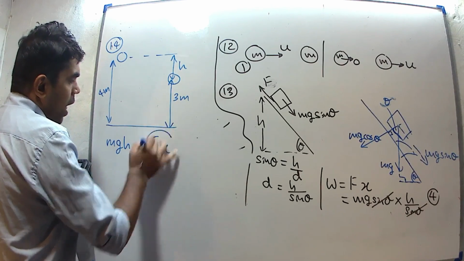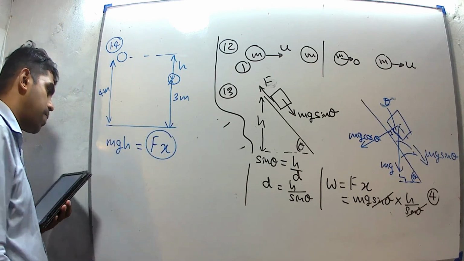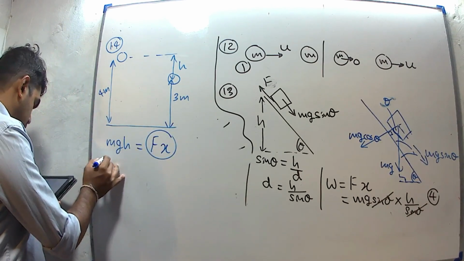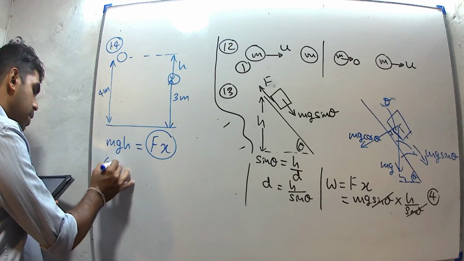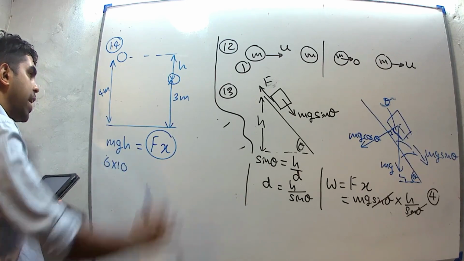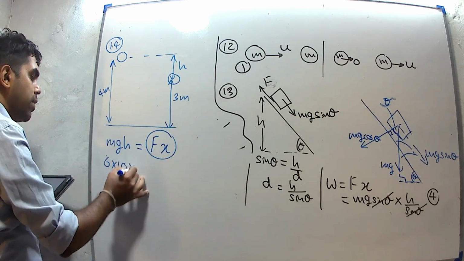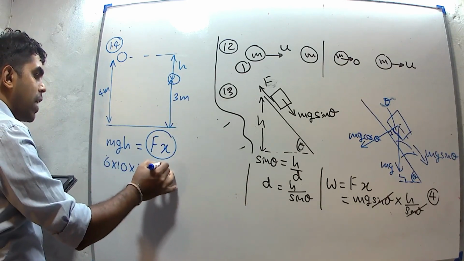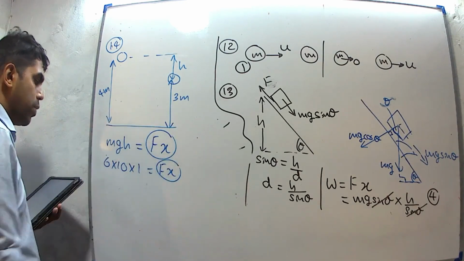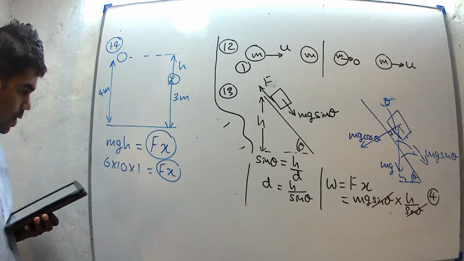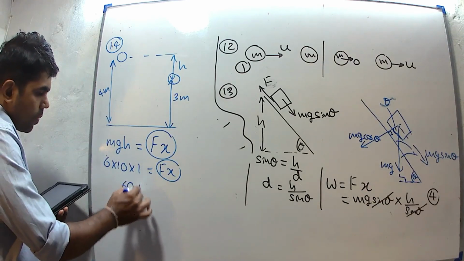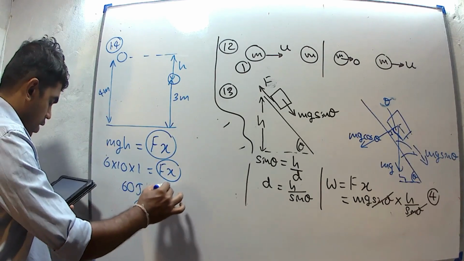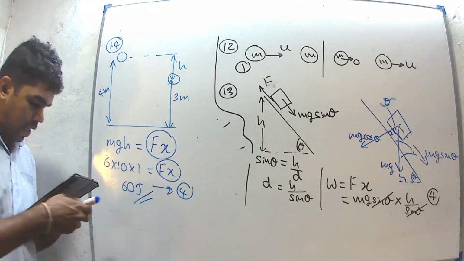We can write work done against the friction as F times d. Mass 6 kilogram, gravitational acceleration 10, height difference is 1, equals work done against the friction. We have to find distance. Work done against the friction is 60 joules. Answer is 4 for question number 14.